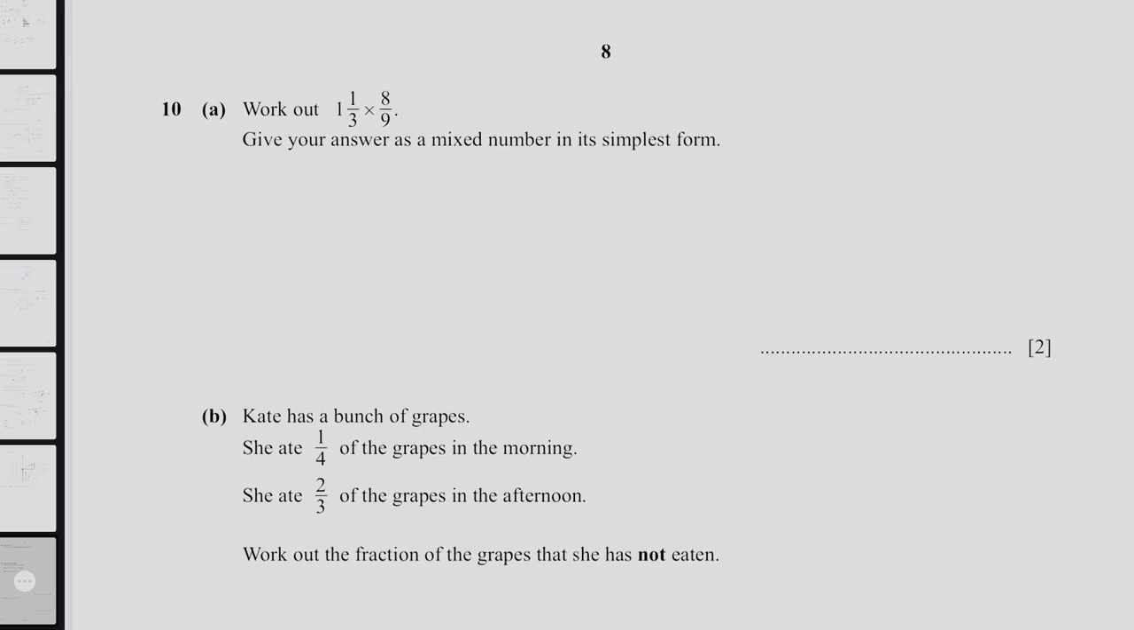Okay, so work out 1 and 1 over 3 multiplied by 8 over 9. Give your answer as a mixed number in its simplest form.